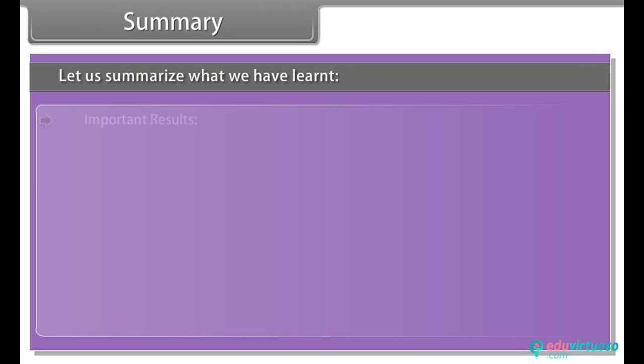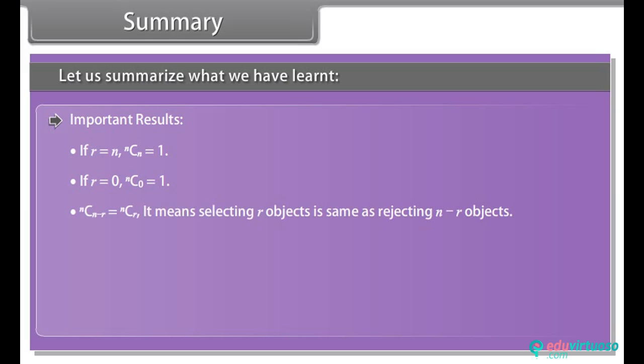Important results. If r is equal to n, nCn is equal to 1. If r is equal to 0, nC0 is equal to 1. nCn-r is equal to nCr. It means selecting r objects is same as rejecting n minus r objects.